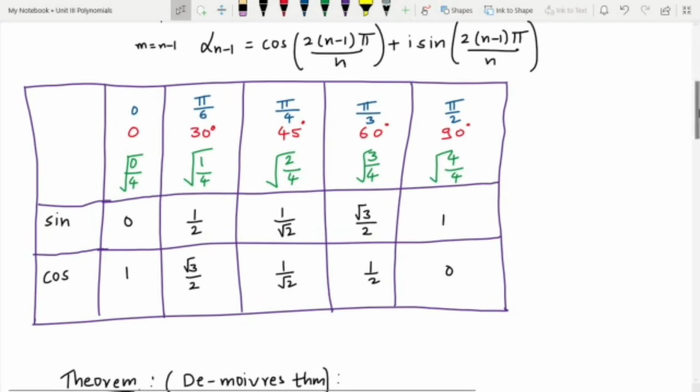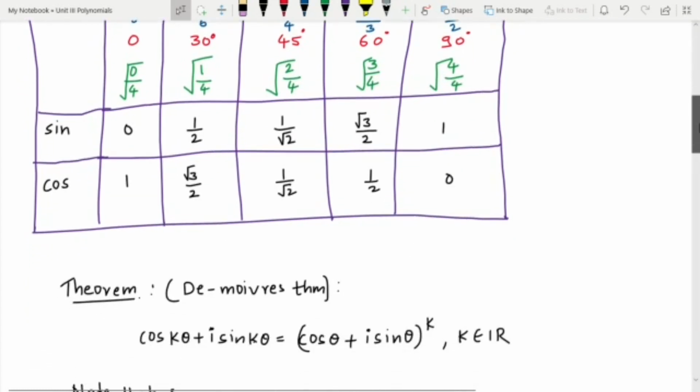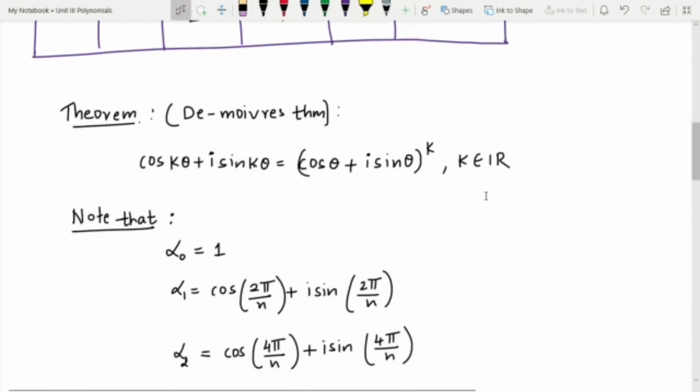That will give you the values of cos. So this table will be required. Now the next theorem is De Moivre's theorem. This theorem is very essential for us because we are going to write our roots in a special notation, and that notation comes from De Moivre's theorem.